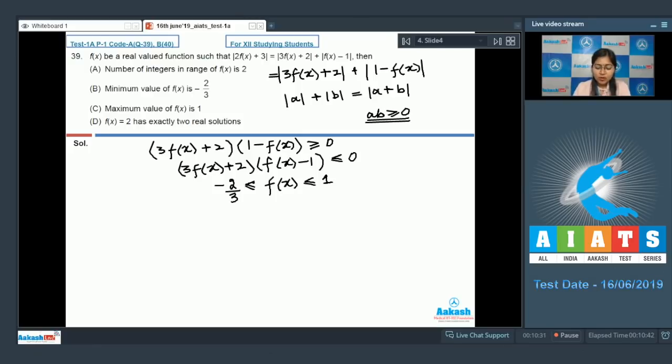Now we have to talk about number of integers in its range. Number of integers are 0 and 1, that is 2. So this option is correct. Now minimum value is minus 2 by 3, that is also correct. Maximum value is 1, that is also correct. f(x) equal to 2 has exactly 2 real solutions. f(x) equal to 2 is not attainable, so the number of solutions will be 0. So this option is incorrect. So answer of this question will be A, B and C options.